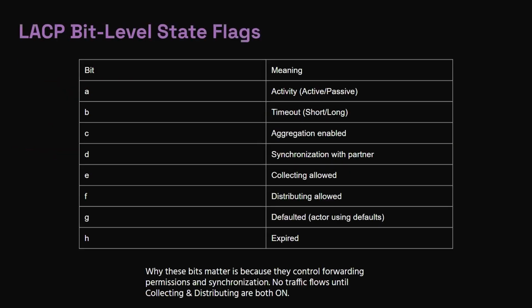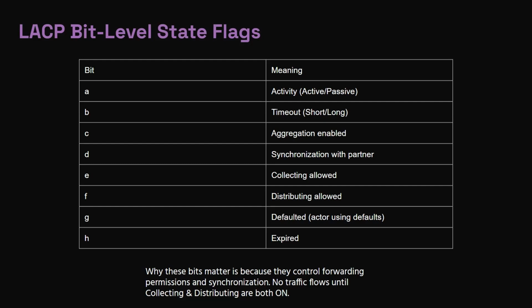Okay. So these are some of the bit level state flags. What these state flags are used for is essentially to tell the other peer what the LSCPDU or the LSAP config is on that device. So the bit A is used for the activity. So is the switch actively doing the LSCP, or is it passive, or is it just listening? The B is for the timeout. Is it doing short timeout or long timeout? C is for the aggregation, and so on.